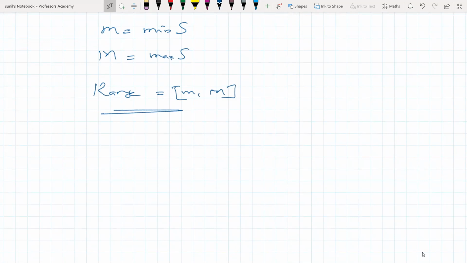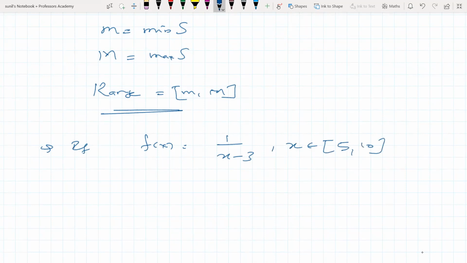So for this, we want to check the derivative first. Domain also we need. For example, let me give one small example. If they are giving f(x) equal to 1 by x minus 3, the domain is the range of x, that is, the domain is from 5 to 10. Find the range of this function.